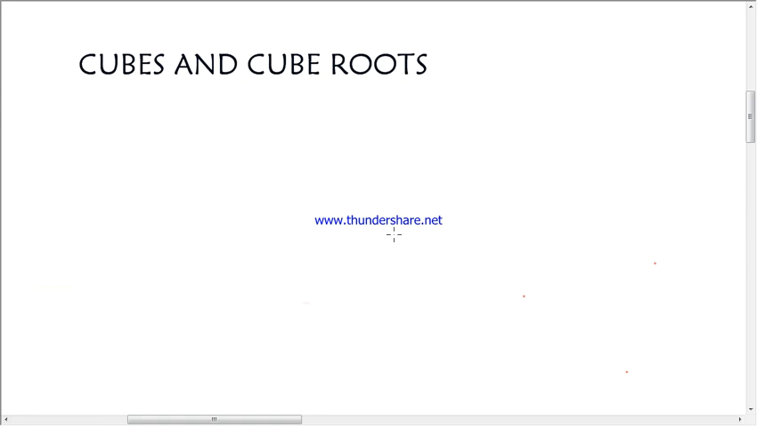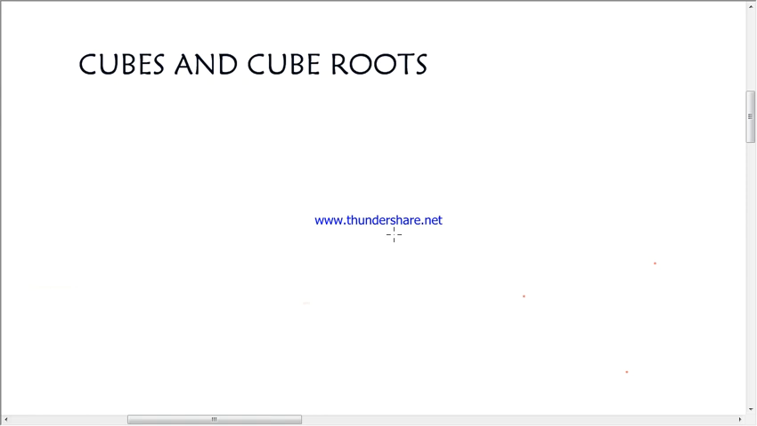Hello, welcome back again. In this part of the tutorial I'm going to cover the operations of cubes and cube roots. There are some difficult questions based on this chapter, so I'll discuss how to solve the problems in a very easy manner. The first method which we learned was prime factorization in the case of the cube root of a number.